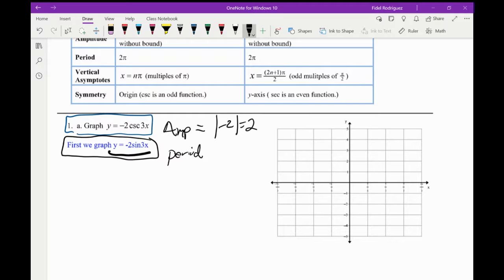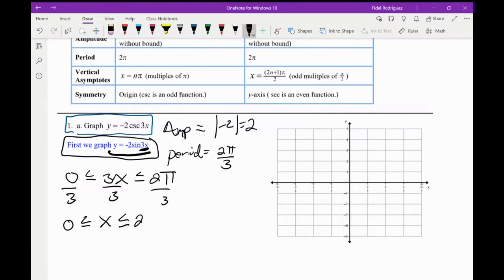Then we need to find the period. So remember what we're going to do. We're going to take 2 pi, and we're going to divide it by 3, right? Okay. Second thing we're going to do, we're going to solve this inequality. Okay. So remember, right now, guys, what we're doing, we're finding the first point, we're finding the last point, right? So we're going to divide everything by 3. So that's going to give me 0 is less than x, which is less than 2 pi over 3, right?